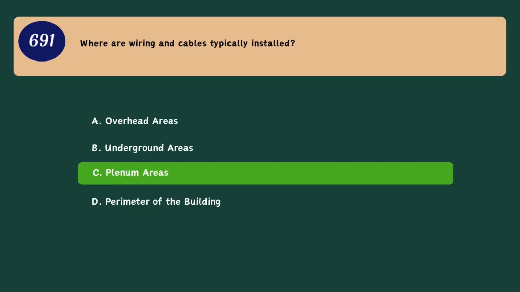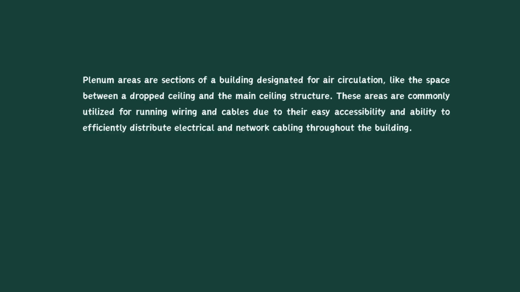Correct answer. C. Plenum areas. Plenum areas are sections of a building designated for air circulation, like the space between a dropped ceiling and the main ceiling structure. These areas are commonly utilized for running wiring and cables due to their easy accessibility and ability to efficiently distribute electrical and network cabling throughout the building.